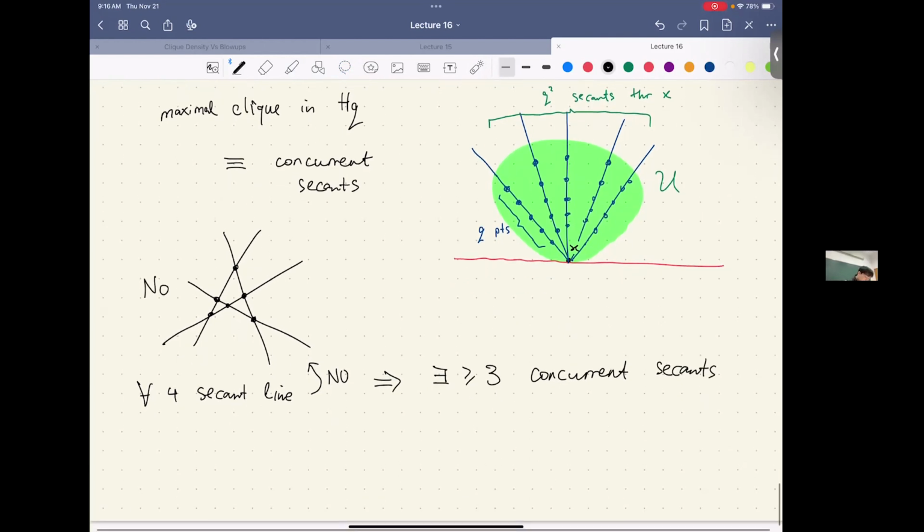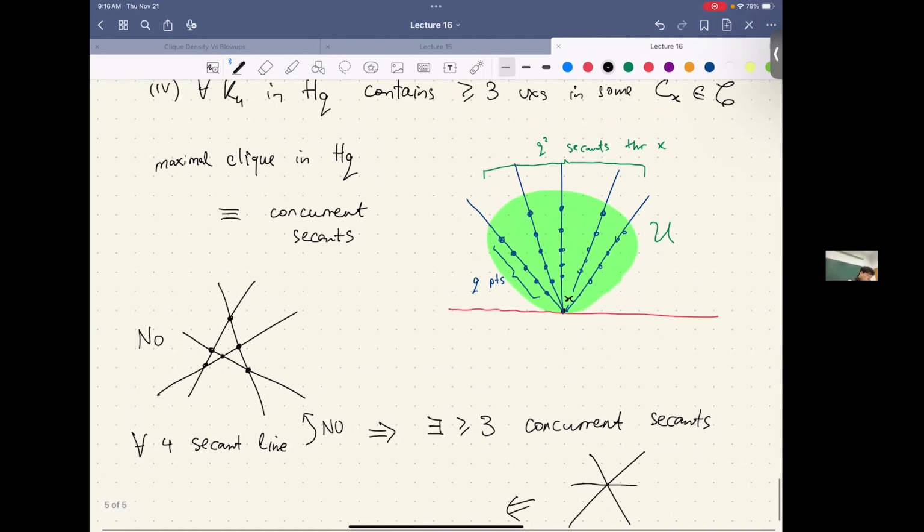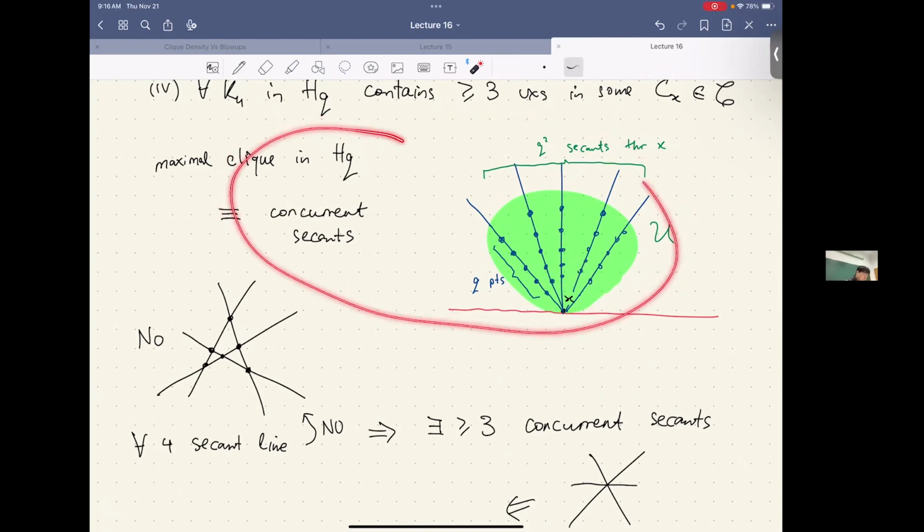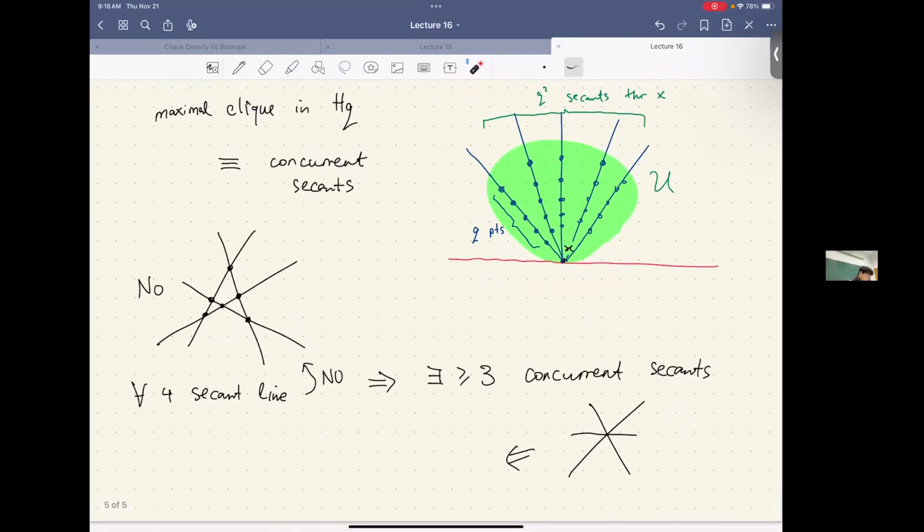And what do these 3 concurrent secants mean? This just means the same as I mentioned here. It means a triangle in HQ. Concurrent lines means a clique. So 3 concurrent lines means a triangle. This implies at least 3 vertices inside this clique CX, which is their common point. That finishes the last property. Good. Any questions so far?